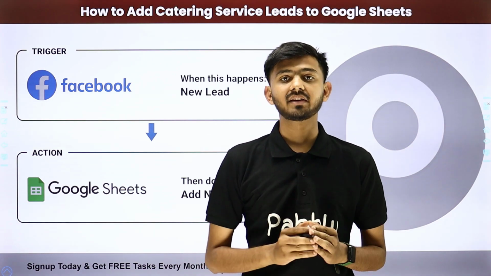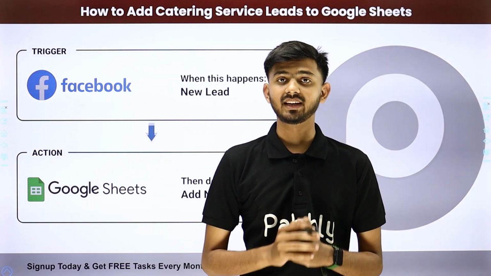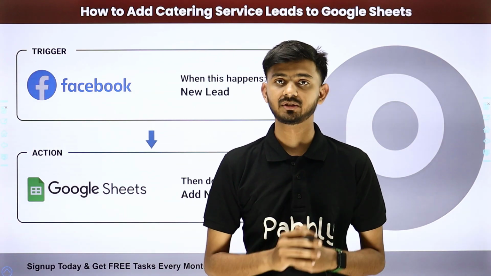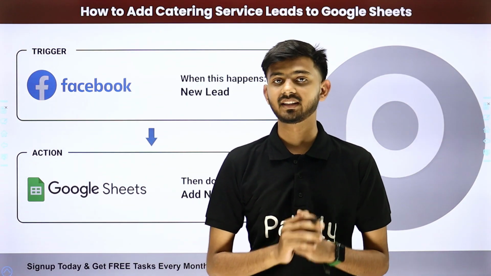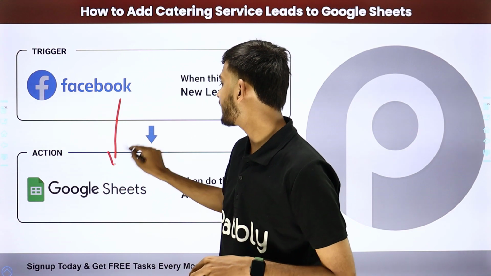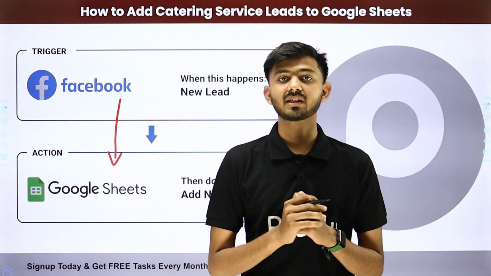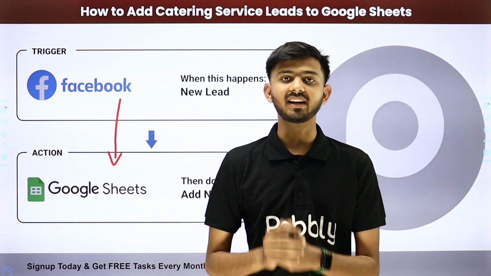So today our objective is that whenever we get a new Facebook lead for my catering business, I want to add these lead details in my Google Sheet. For that, I have to create an integration between Facebook Lead Ads and Google Sheets. For creating this integration, I'm going to use Pabbly Connect, which is an amazing software for automation and integration.